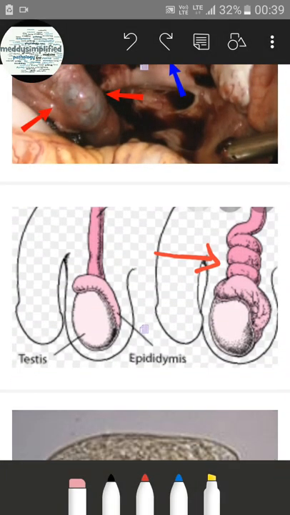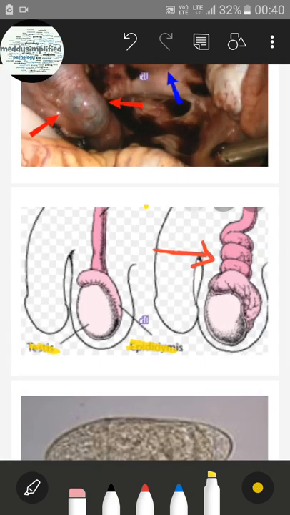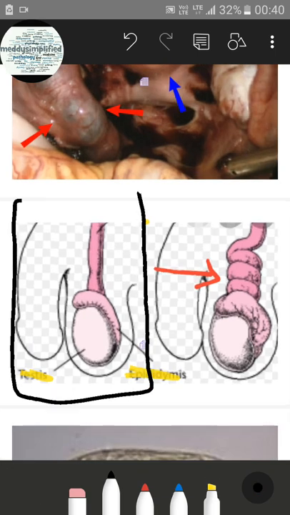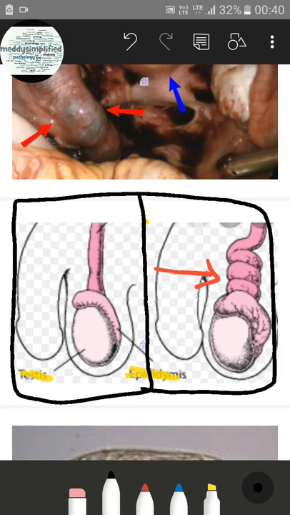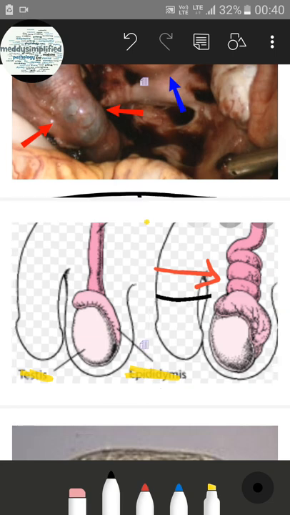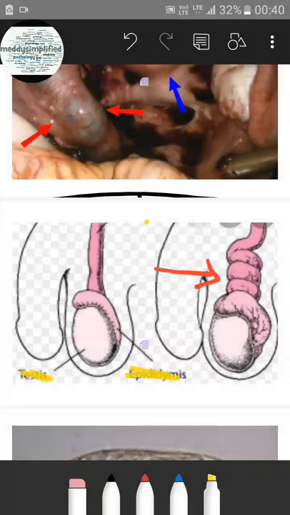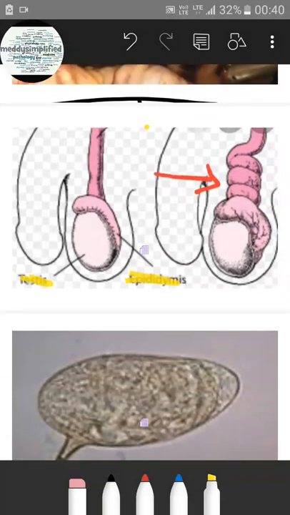Now the next, these labelings were not there in the paper. This testes and epididymis. There was a clear line between these two images. Something like this was given, and they asked about this arrow, and the answer was testicular torsion. And the question was there, cryptorchidism is, and the answer was undescended testis.